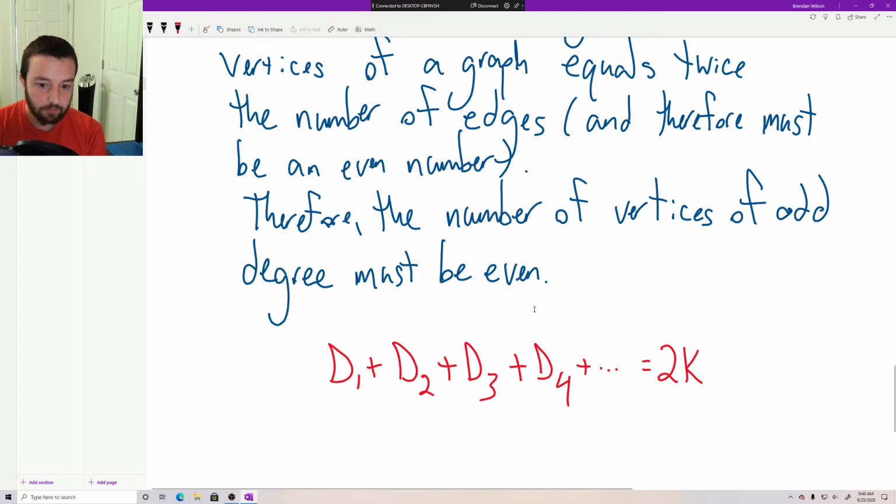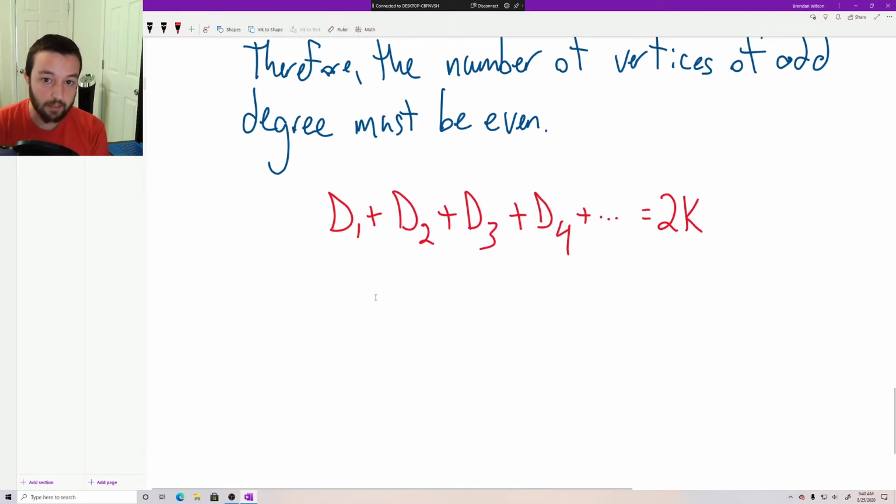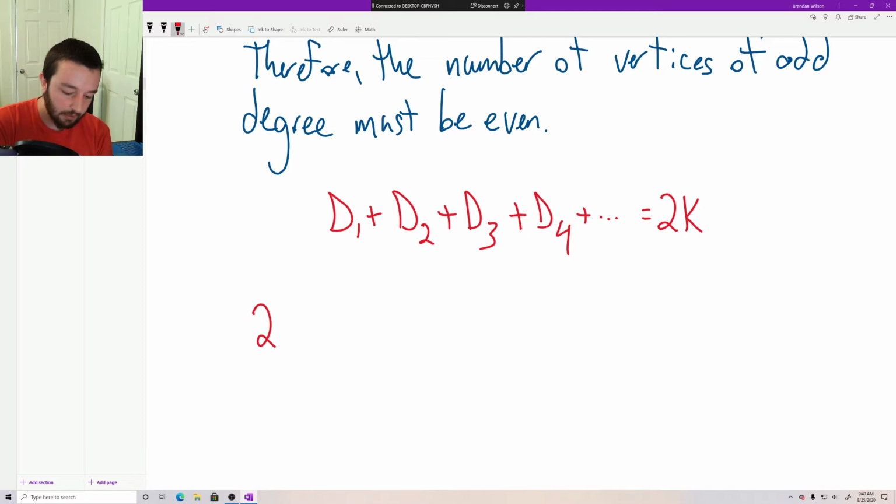We already know this is true. Why is it true that the ones of odd degree must be even? Well, let's assume that it's not true. Let's assume, for example, that we have 3 vertices of odd degree. So an odd number would look something like this.